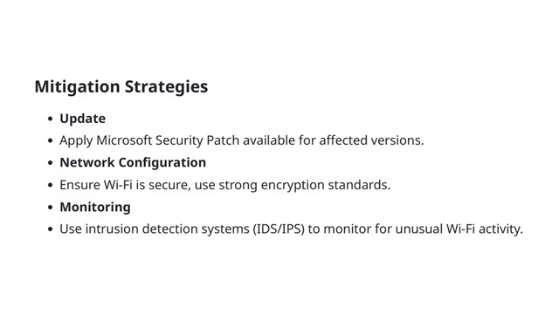Now that we've seen how to identify vulnerabilities using Nessus, let's move on to mitigation strategies. First, it's crucial to update your systems. Apply the Microsoft security patch available for the affected versions to resolve known vulnerabilities. Next, focus on your network configuration. Ensure your Wi-Fi is secure by using strong encryption standards.